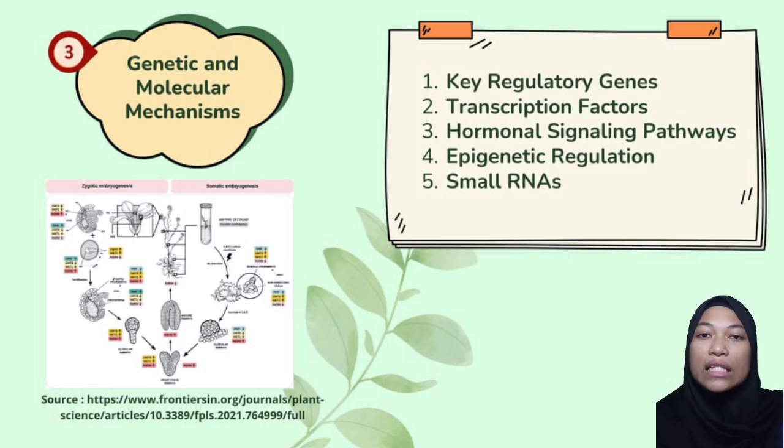Section 3. Genetics and molecular mechanisms. Let's move to the core of embryogenesis, genes and molecules. Scientists have discovered many genes that control how plant embryos develop. For example, transcription factors like BBM and WOS help guide the growth. Hormones like auxin and cytokinins send signals between cells. Even epigenetics plays a role. DNA methylation can turn genes on or off during development. All of these make sure the plant forms correctly.